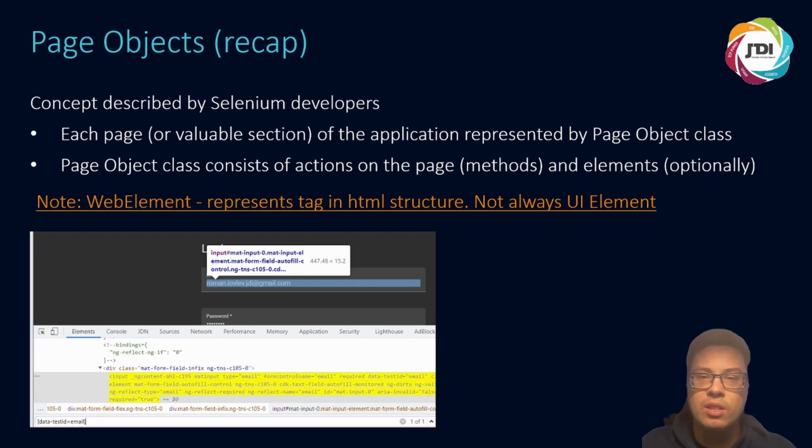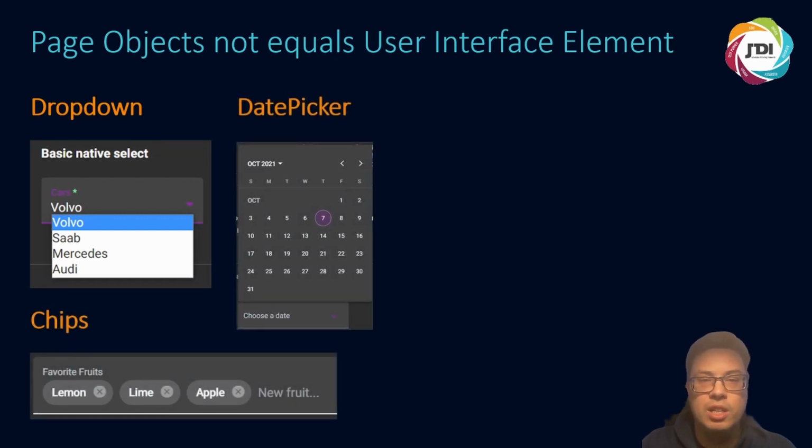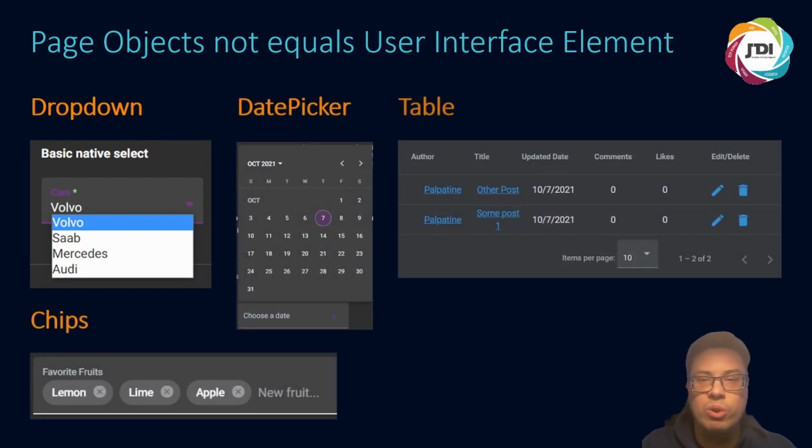In any case, using page objects or page factory, each element is represented by a tag in the HTML structure. This is not always the UI element that is used by the user. But in a real application, not all elements can be represented by just one web element. For example, a dropdown definitely requires about 3 web elements, chips or date picker are really complex elements, and an element like a table requires 3, 4 or more web elements and some actions with them.